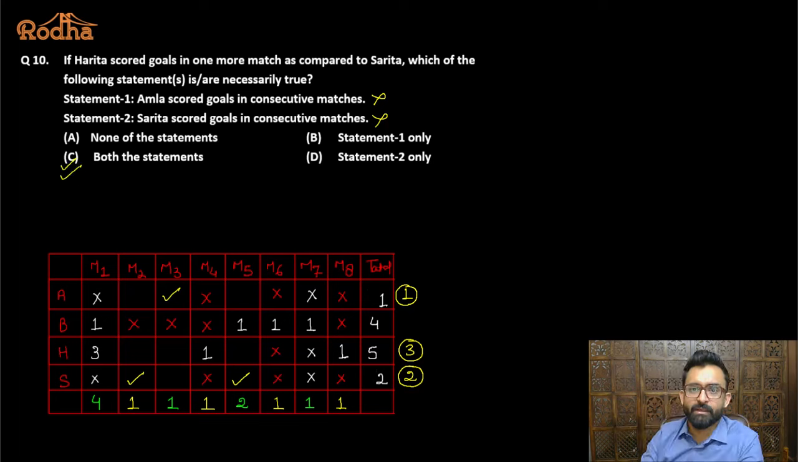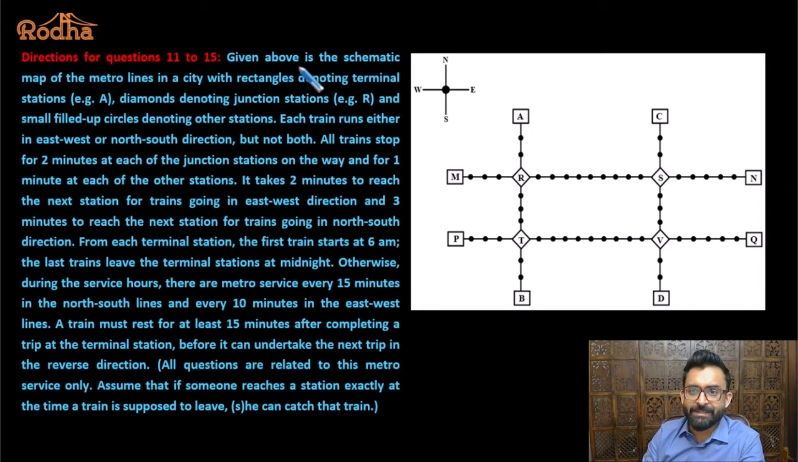Fine with this? Given above is the schematic map of the metro line in a city, with rectangles denoting terminal stations, diamonds denoting junction stations and small filled circles denoting other stations. Each train runs either in east-west or north-south direction but not both. All trains stop for 2 minutes at each of the junction stations. Fine, so that is junction stations, a 2 minute stoppage there.